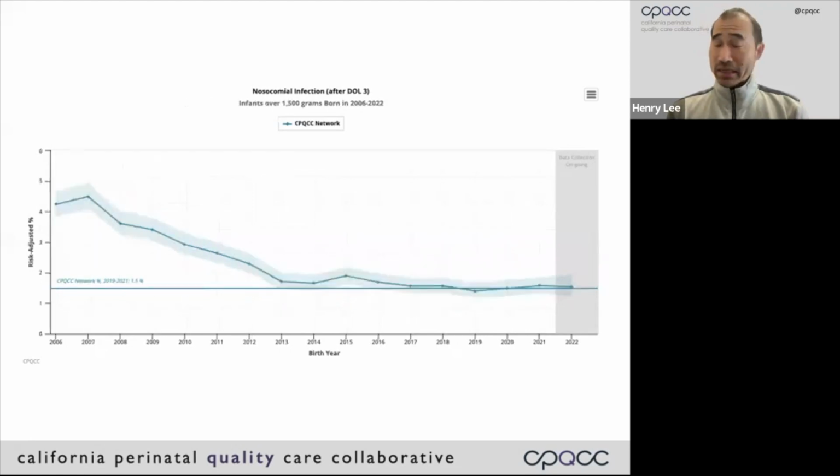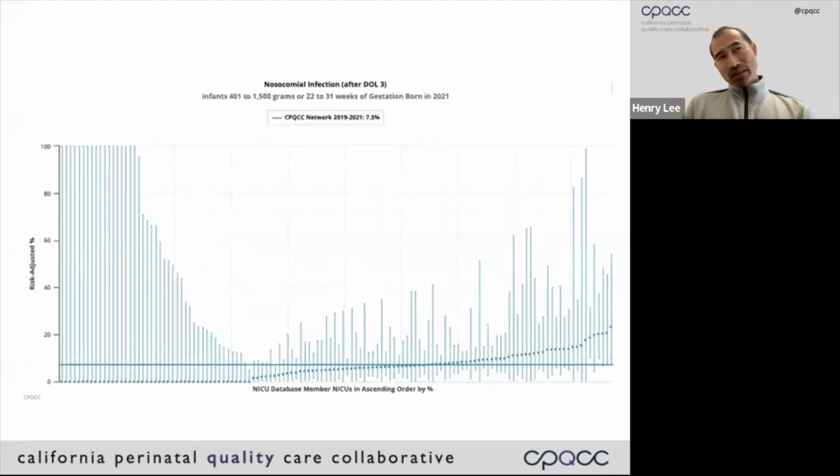This is just breaking it down to babies over 1,500 grams. I forget if the last slide was all babies or less than 1,500, but this is supposed to illustrate really it's both groups, all the babies, both groups less than 1,500 and greater than 1,500 grams in our NICUs. Next slide.